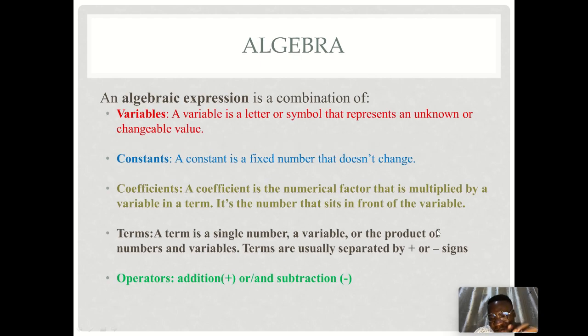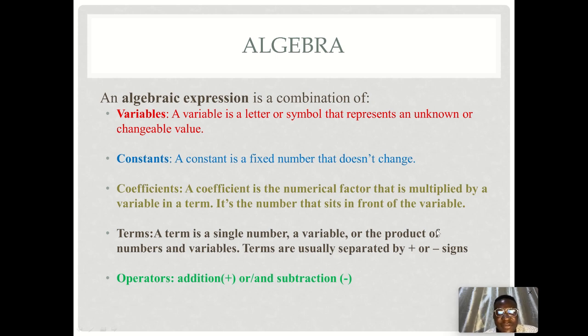Now, that definition may be difficult to understand or maybe get some information out of it, but let's break it down here. An algebraic expression is a combination of variables, constants, coefficients, terms, and then operators. When we combine all these things, we can call that an algebraic expression.